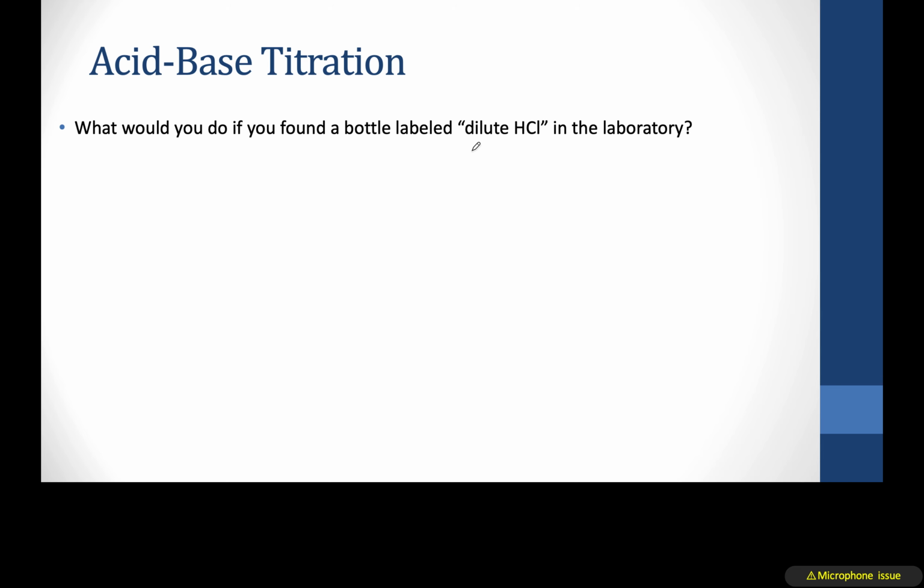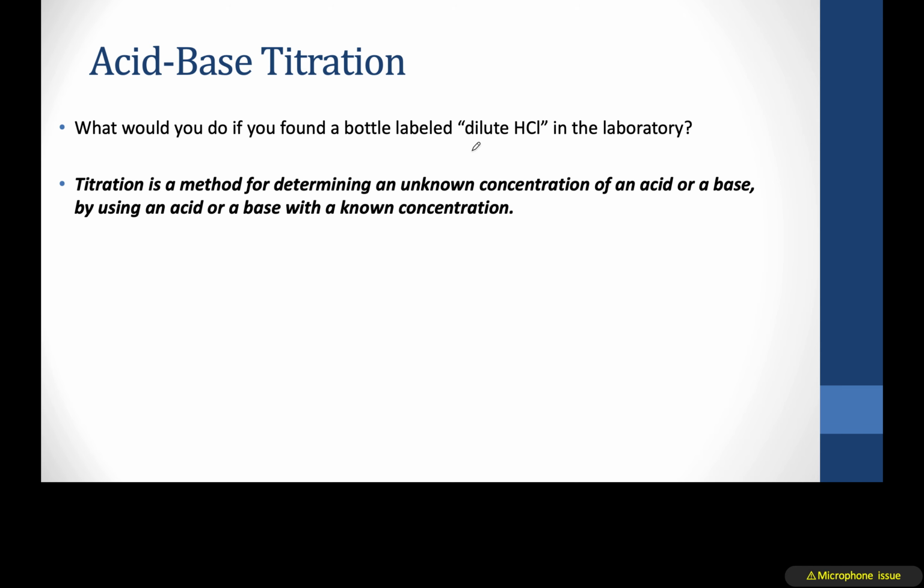Well, if you found it, hopefully you would tell me. But if I found it, what I would have to do to know the concentration is an acid-base titration. A titration is a method for determining an unknown concentration of an acid or a base by using an acid or a base with a known concentration. So we're going to play a little trick here.